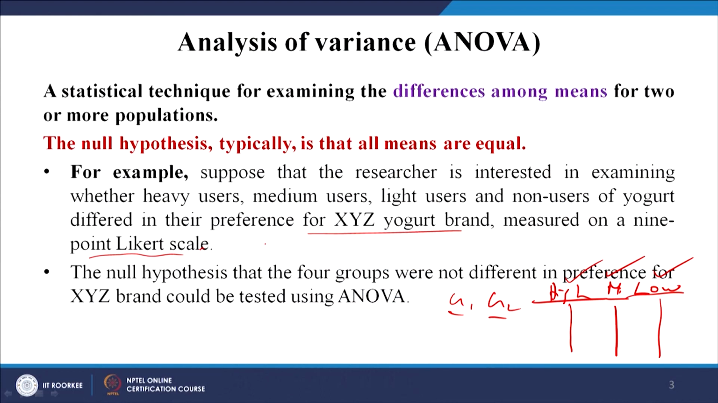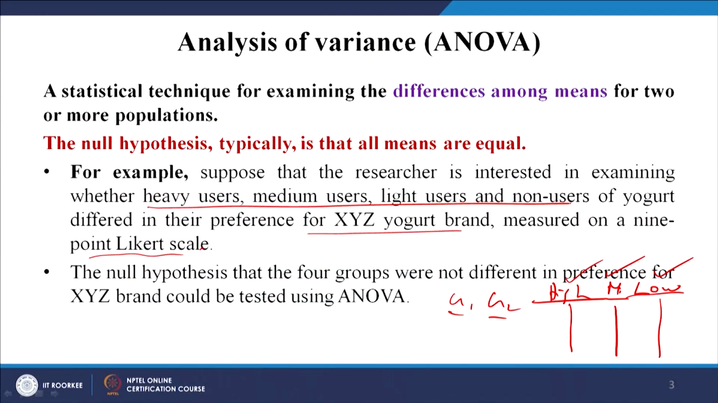So, it is measured on, let us say, a 9-point Likert scale. So, you know what is a Likert scale? It is an itemized scale where each value has some reference, right. So, what it is saying, the null hypothesis is that these 4 groups were not different in having a preference for the XYZ brand, and it could be tested using ANOVA.